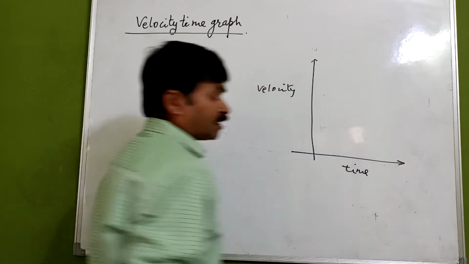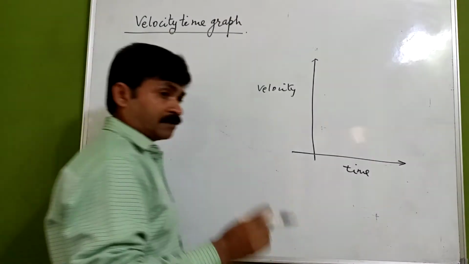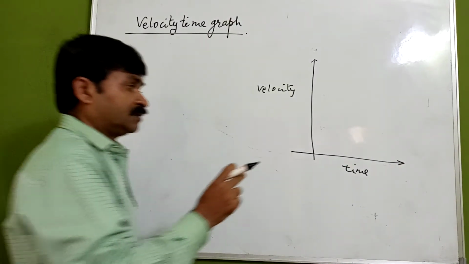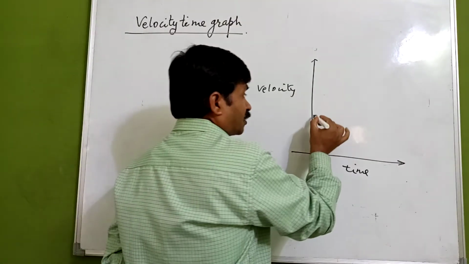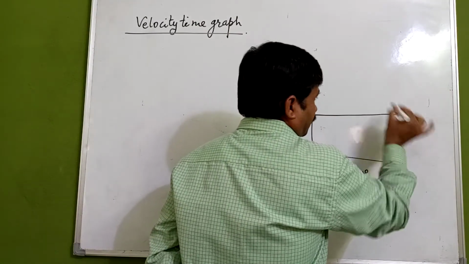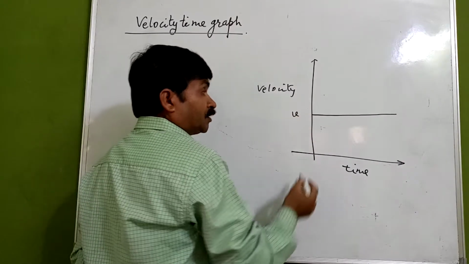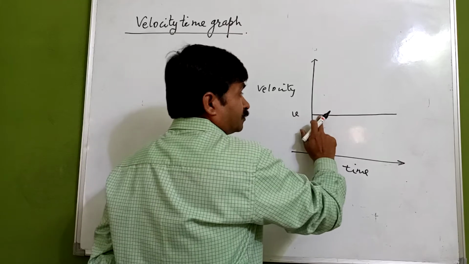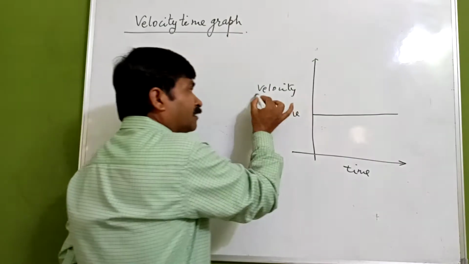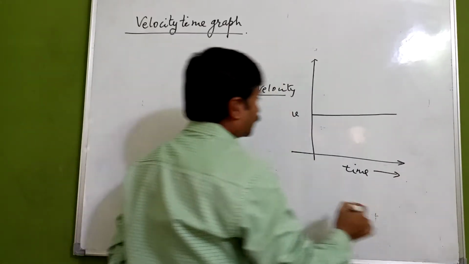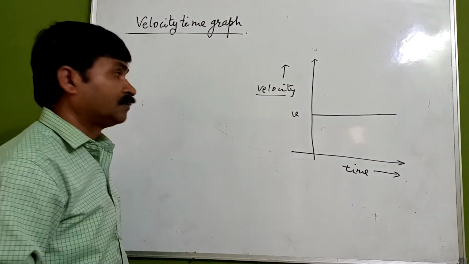the motion. If we are taking a uniform motion, means there is an equal change in velocity in equal interval of time. So if we are taking it as a straight line, suppose we have taken this velocity as u. Now this velocity u is not changing with respect to time. Here on the x-axis we have already taken time, and on the y-axis we have taken velocity.